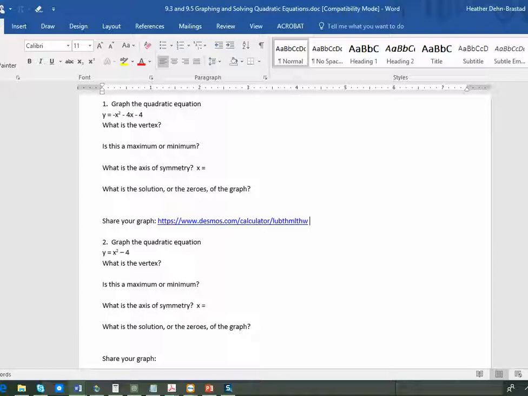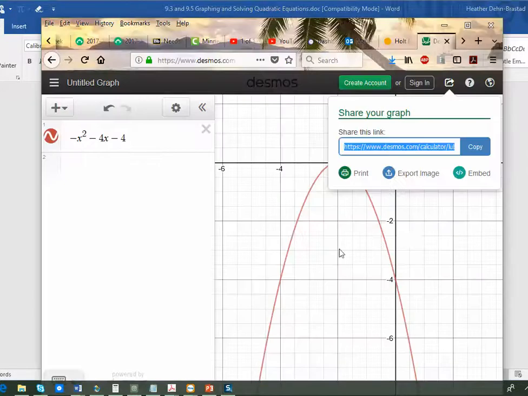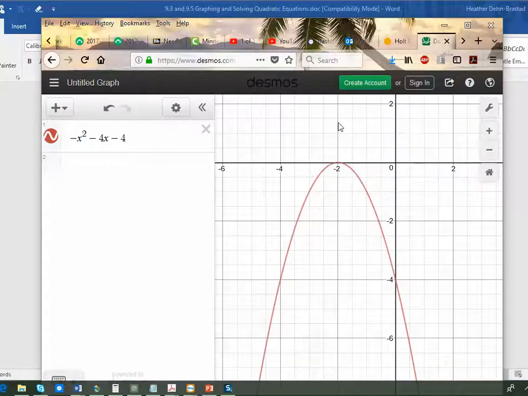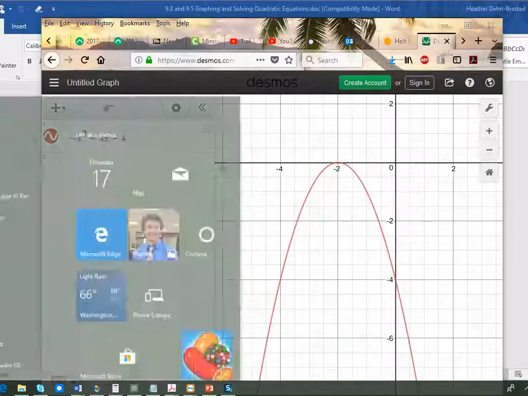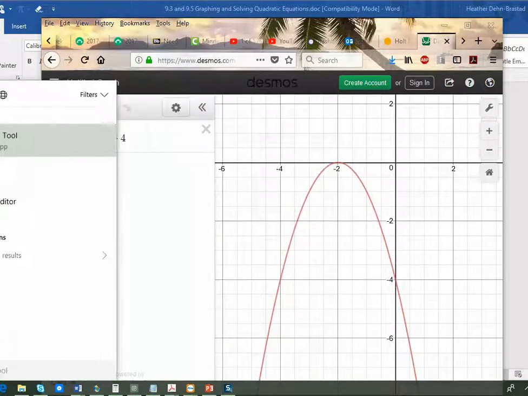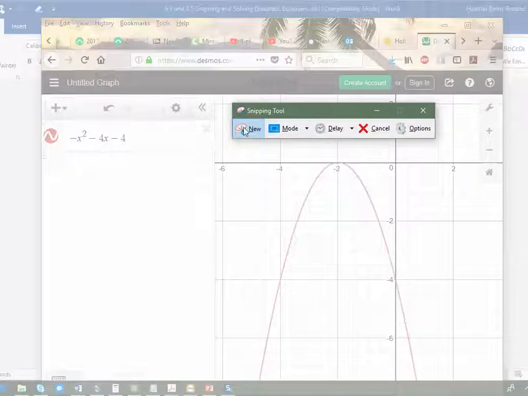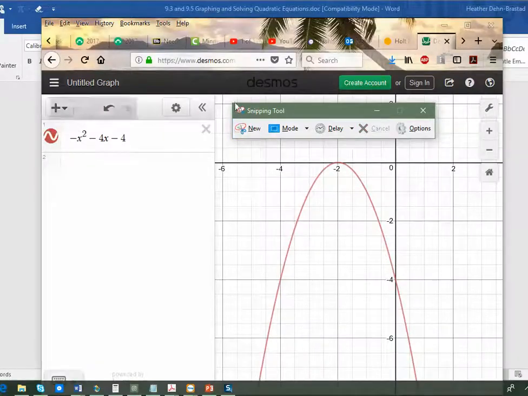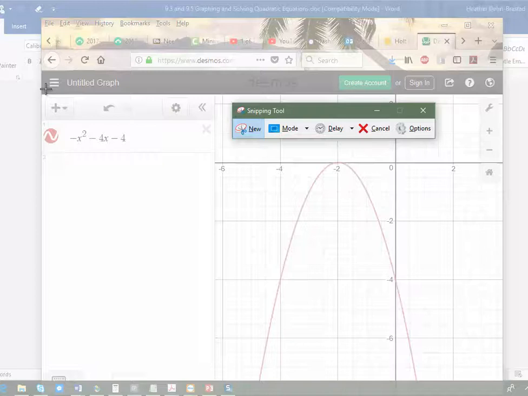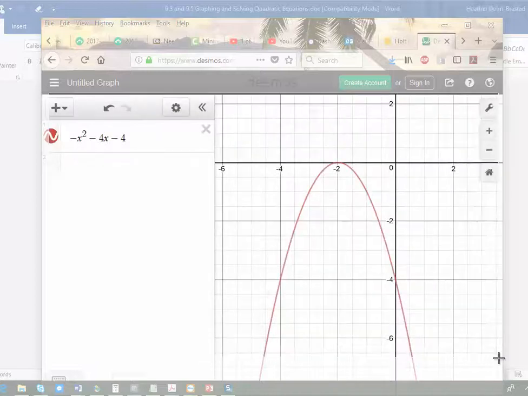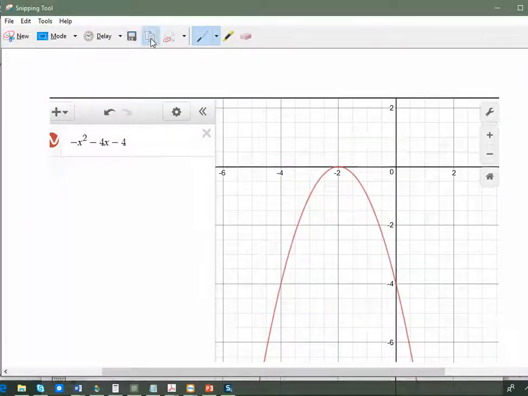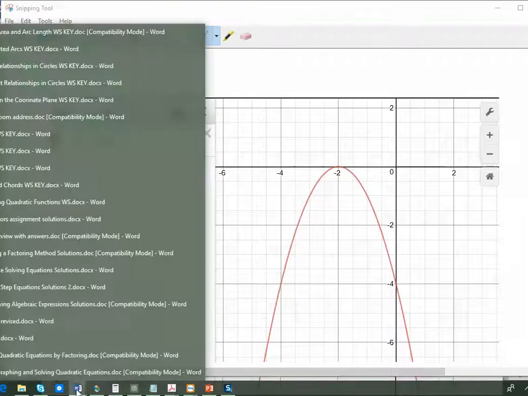Or back to Desmos, or you can take a screenshot of this with whatever tool you use to do that. I have a snipping tool that I can use. So I need to, here we go. I think I'll take a snip of the equation as well. And then I copy it, and then I can go to the worksheet.